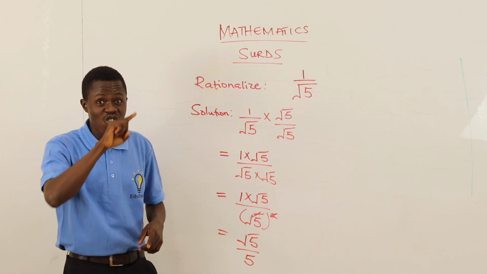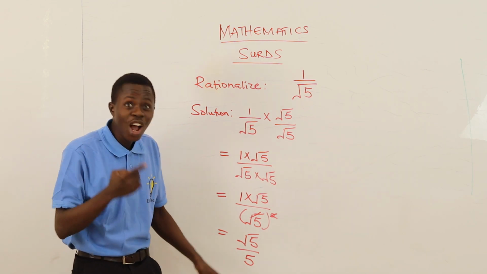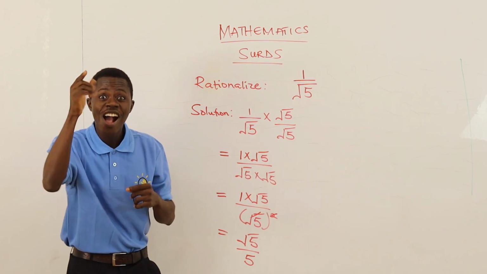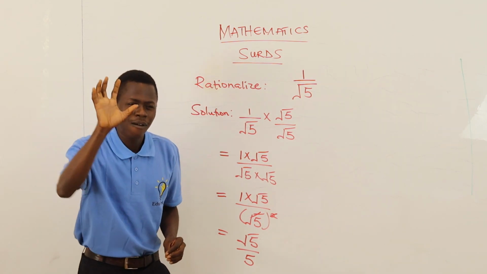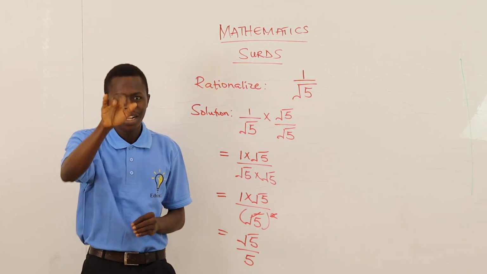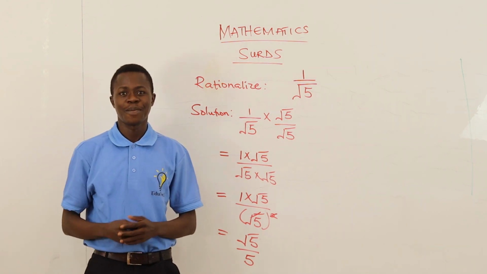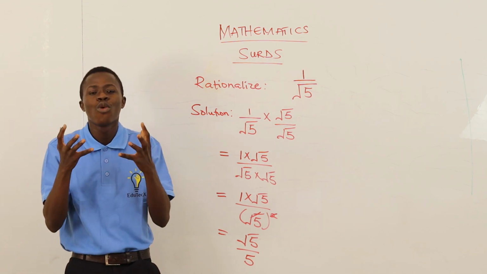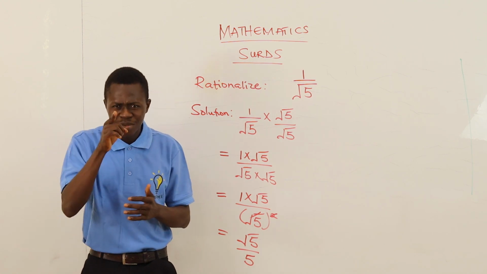Now, can you see when we compare our answer to the main question? Do you still see the square root sign in the denominator? No. So this means that we've been able to get rid of the square root sign successfully. And that is what it means to rationalize a denominator of a surd.